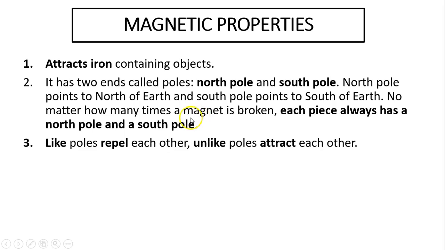No matter how many times a magnet is broken, each piece always has two poles. Like poles repel each other, unlike poles attract each other. It's kind of like positive and negative charges, but charges can exist by themselves, and poles cannot. Poles do not exist by themselves. Whenever you have a north pole, there is also a south pole.